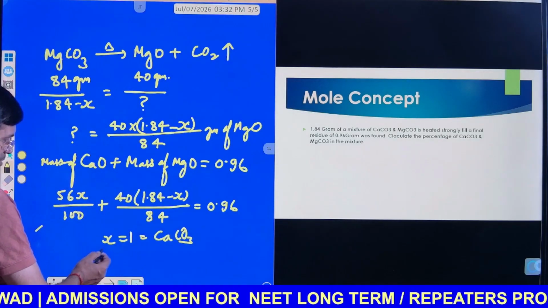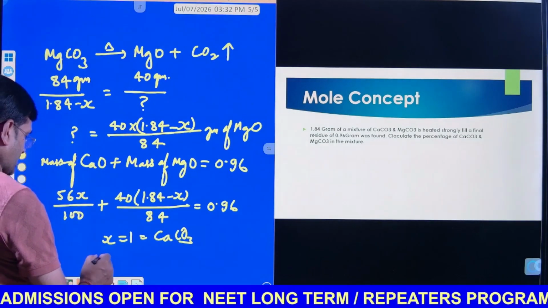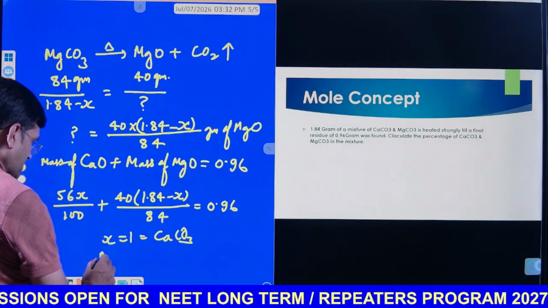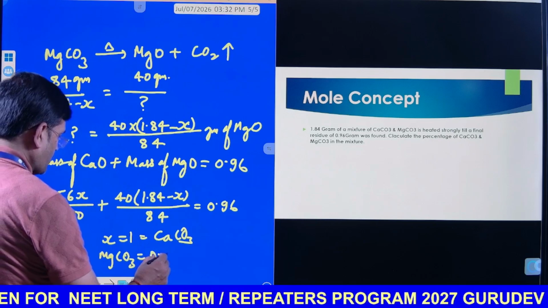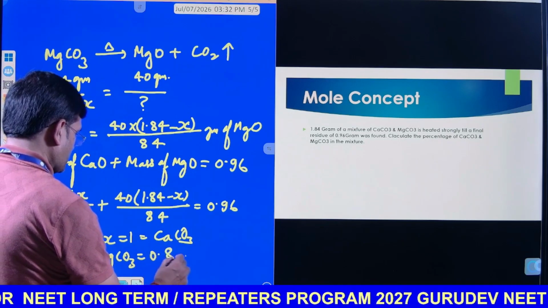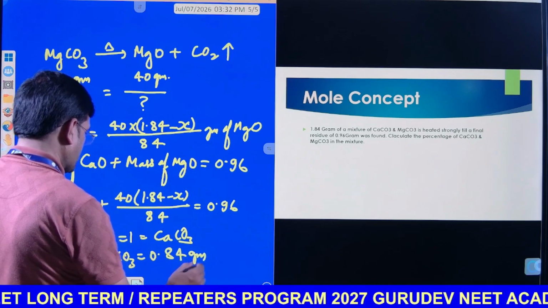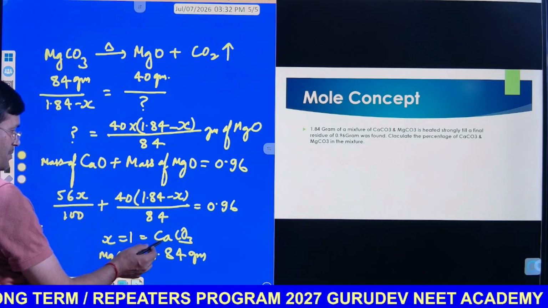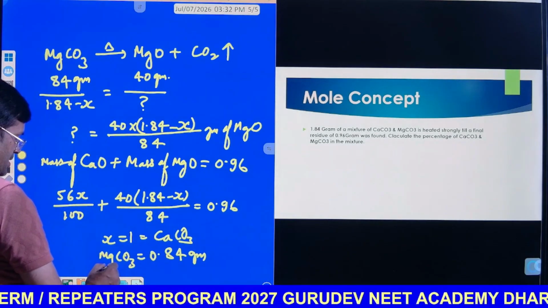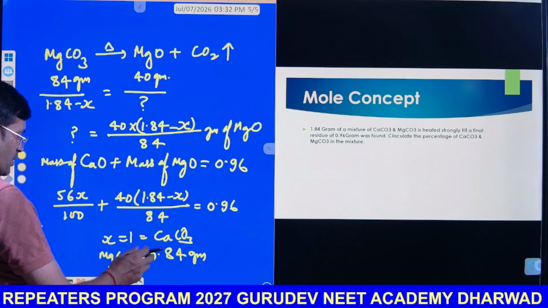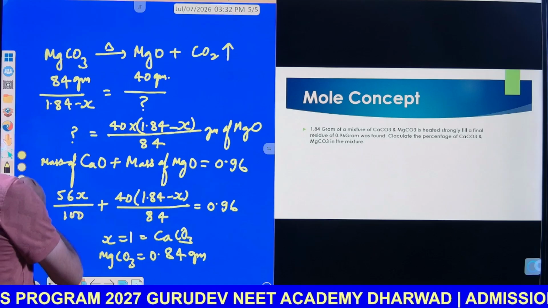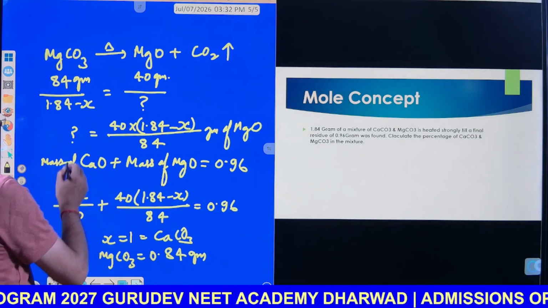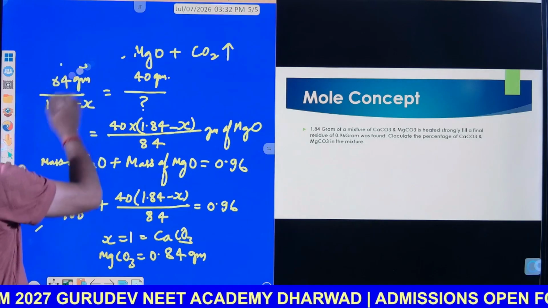So x is coming out to be this much. It means the mass of magnesium carbonate is coming out to be 0.84 gram. So 1 gram is the mass of calcium carbonate and 0.84 gram is the mass of magnesium carbonate. Now we have to find out the percentage. So see how you can find out the percentage.